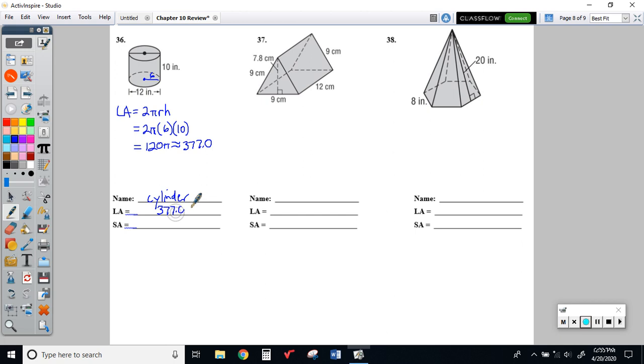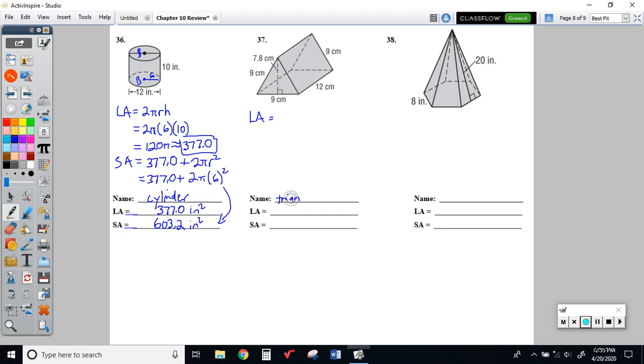So 377.0 inches squared. And surface area is going to be that, 2 pi r h, or just lateral area. So I'm just going to replace that with what I already calculated it to be, plus there's going to be two bases, or two circular bases. So 2 pi r squared. This would be that then, plus 2 times pi times 6 squared, and plug that into a calculator, round it off to the nearest tenth. You end up getting 603.2 inches squared.